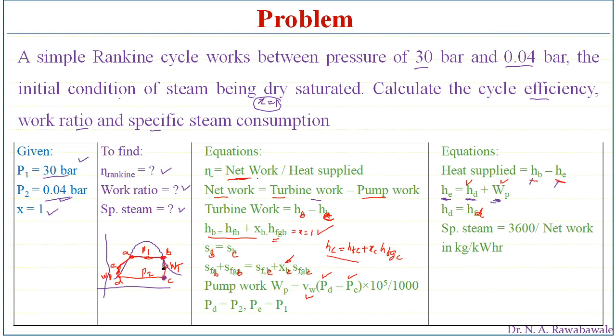So this process B to C is a constant entropy process. Entropy at point B is equal to entropy at point C. So from that equation, we can find out dryness fraction at point C. Using this, we can find out enthalpy at point C. Once we know enthalpy at point C, we can find out turbine work, then we can find out net work.